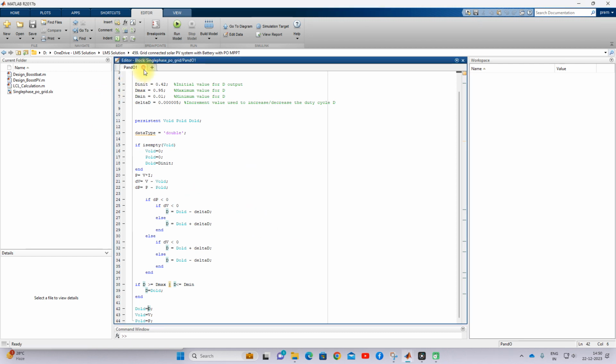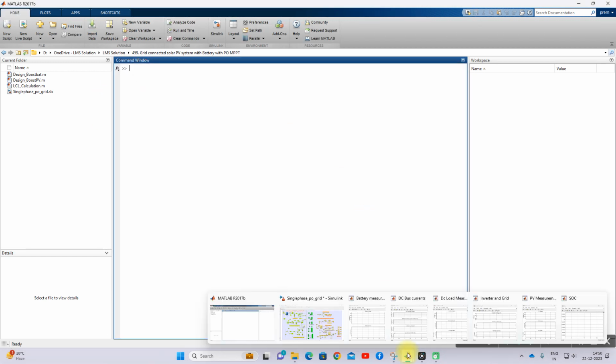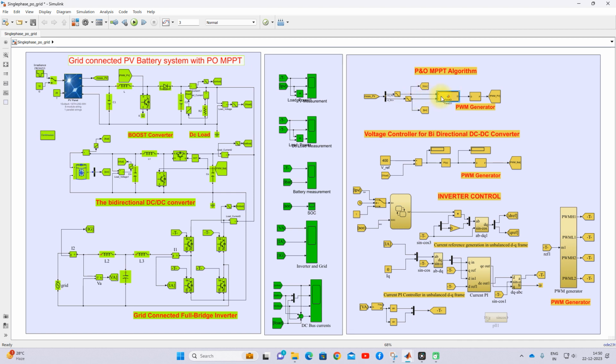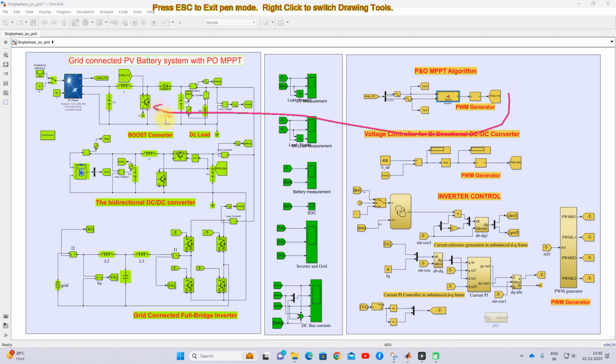Finally you will get the duty cycle from this PO MPPT block. Then it is processed by the PWM generator, and it generates the pulse. This pulse is going to control this IGBT to extract the maximum power. So this is the process of controlling the boost converter based upon PO MPPT in order to extract the maximum power from the PV panel.